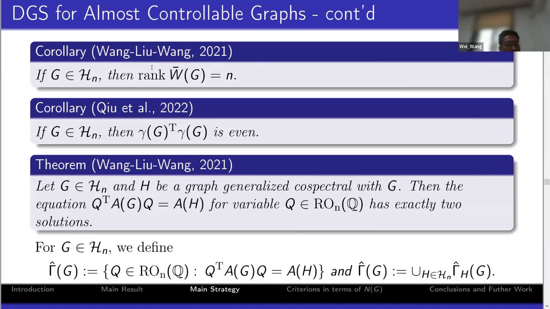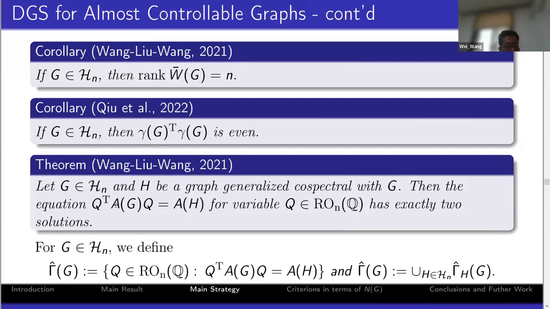So from the above we can obtain that for an almost controllable graph, the rank of bar WG is equal to n. Of course, we replace the last column with another vector in its null space. Also, we can obtain gamma G transpose gamma G. This is a number, the square of the length. It is an integer, and we can show it's always an even number.